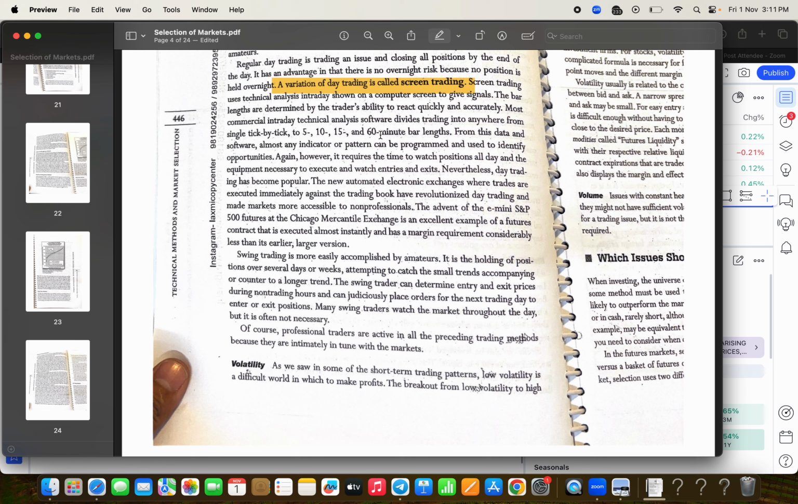Chicago Mercantile Exchange is an excellent example of a futures contract that is executed almost instantly and has a margin requirement considerably less than its earlier, larger version. Swing trading is more easily accomplished by amateurs. So, somebody who's just beginning out, you need to start with swing trading, because swing trading is a decent time frame. It's not as tiny as intraday, and it is not as big as long term investing. So this is something which you can start off with, and then slowly and gradually you can move to day trading, and then maybe if you are interested, check out scalping and so on.